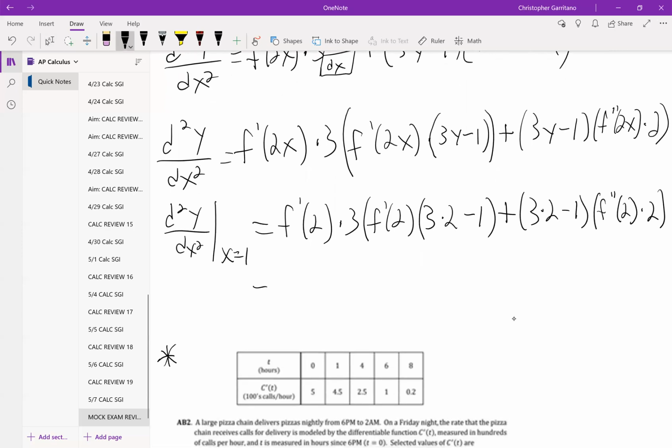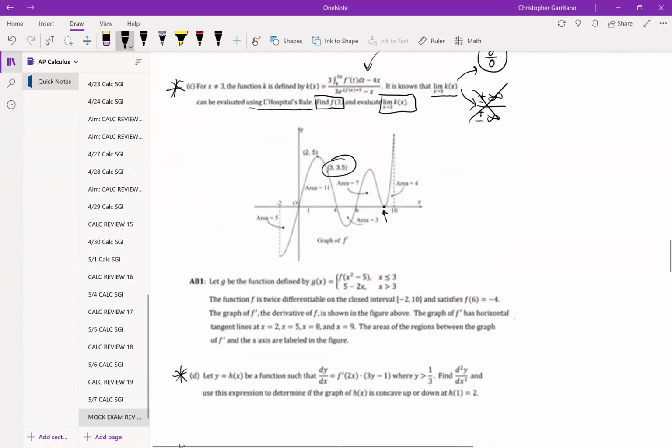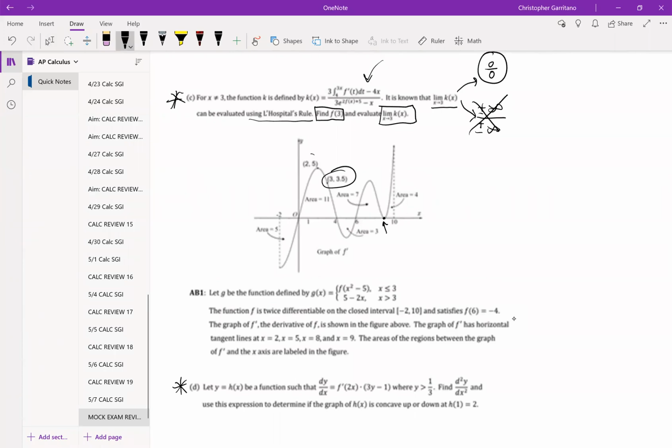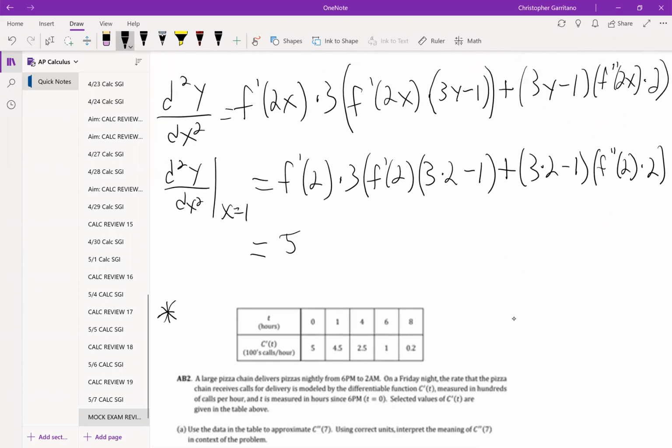All right, so we have to evaluate this whole thing. And keep in mind that really all we're interested in is whether it's positive or negative. That will tell us enough about concavity. So f prime of 2, let's go up to our derivative graph. f prime of 2 is equal to 5. There's going to be a lot of scrolling up and down here. So we have 5 times 3 times, well, f prime of 2, again, is still 5, times 6 minus 1 is 5, plus 6 minus 1 is 5.